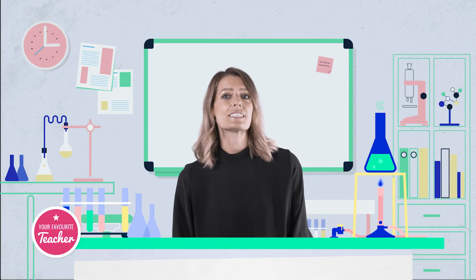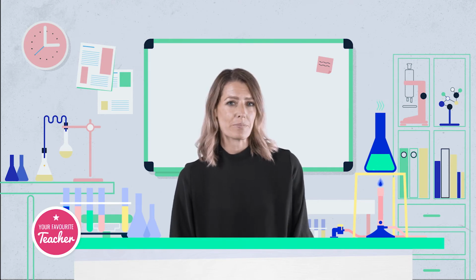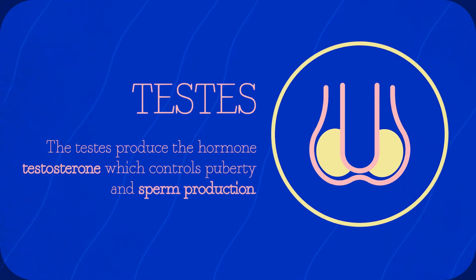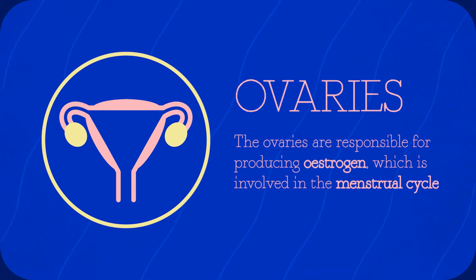The remaining glands are specific to either men or women. In men, we find testes. The testes produce the hormone testosterone, which controls puberty and sperm production. In women, the ovaries are responsible for producing estrogen, which is involved in the menstrual cycle.